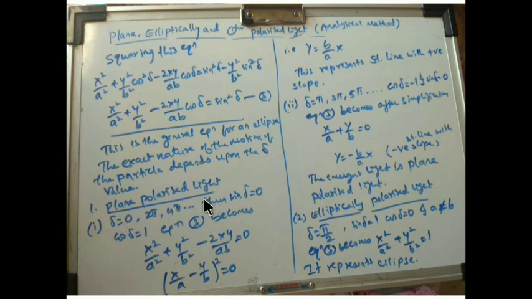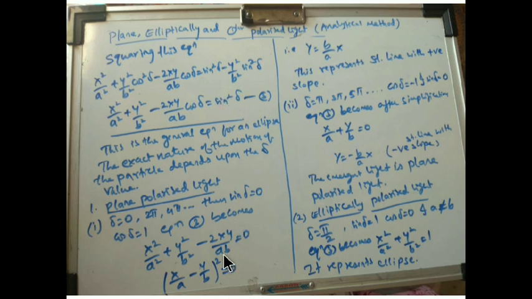This is plane polarized light. When the value of delta is equal to 0, 2 pi, 4 pi, what happens here? When you substitute the value of delta as 0, 2 pi, 4 pi in equation number 3, sine of delta becomes 0 and cos delta becomes 1. So equation number 3 changes to: substitute sine delta as 0 and cos delta as 1. So this becomes x square by a square plus y square by b square minus 2xy by ab is equal to 0, because this term has become 1 and this is 0.